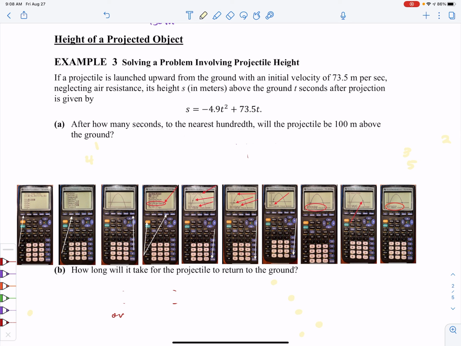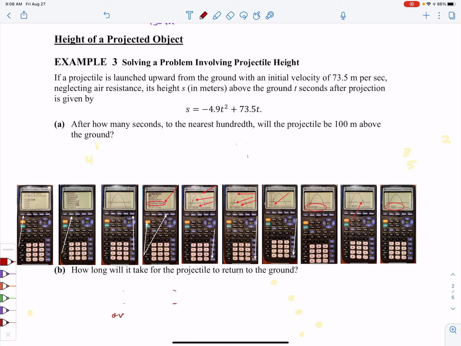Let's talk first of all about what's important in this example and what's not important. So let's start reading. You have a projectile launched upward from the ground. That part is important. You need to know that maybe I'm throwing a ball in the air, or I'm shooting a rocket, or I'm firing a bullet. All of those things are going up into the air, and then gravity causes them to come back down. So that's an important part.